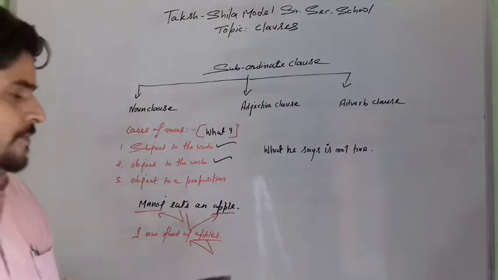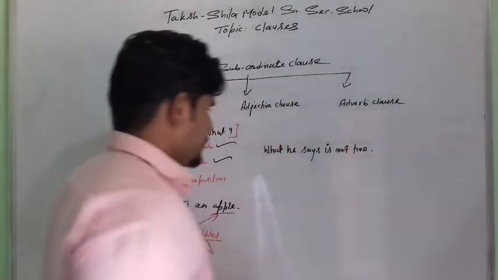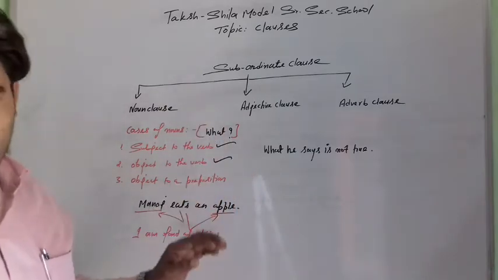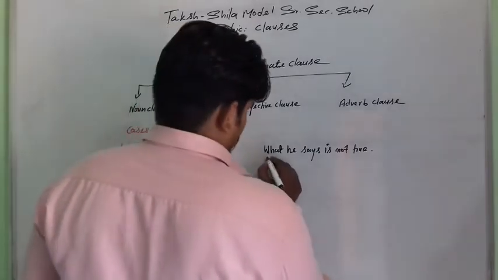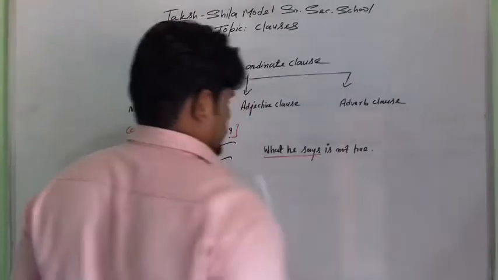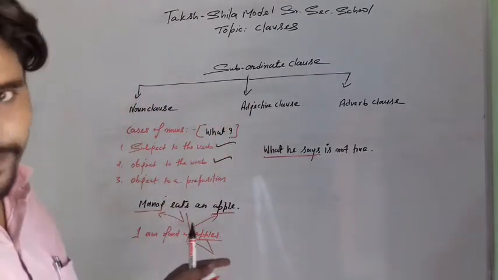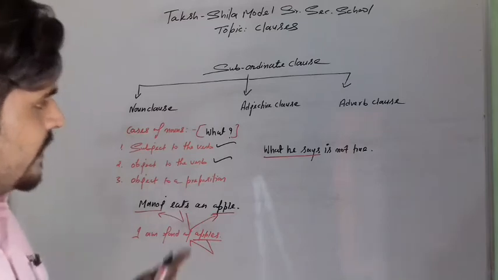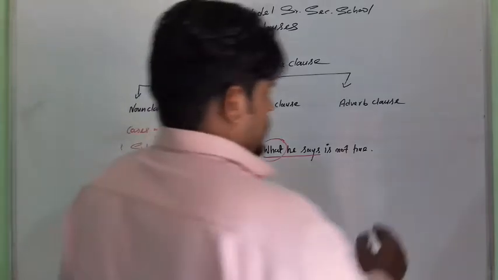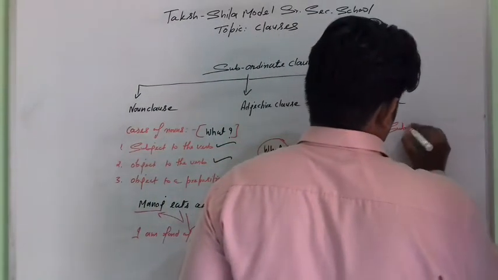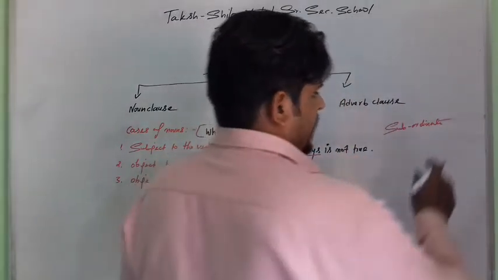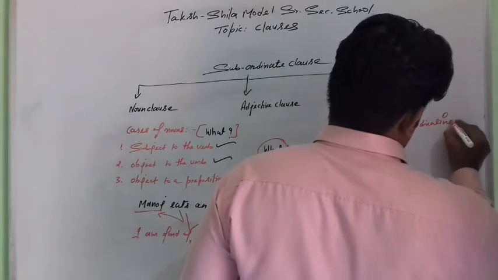What he says is not true, right? So this is an example. In this example, we need to identify which one is a clause and what is the type of that clause. So first of all, we underline this group of words, what he says, and I call this a clause. Why? Because a clause always begins with a conjunction, and here what is the conjunction? Subordinate clauses are framed with the help of subordinating conjunctions.